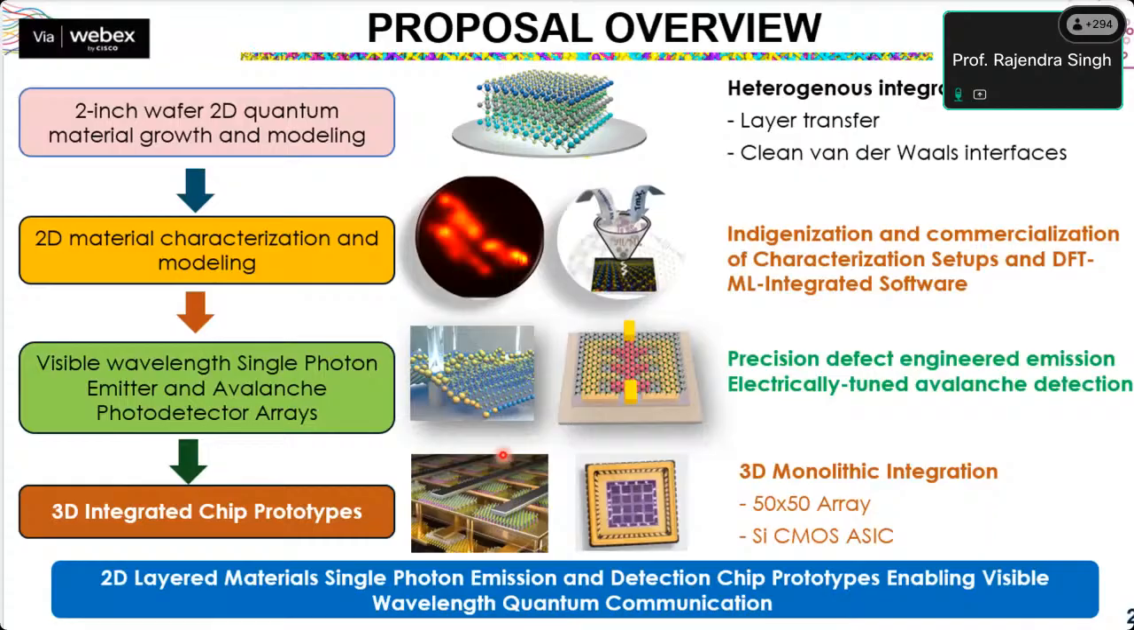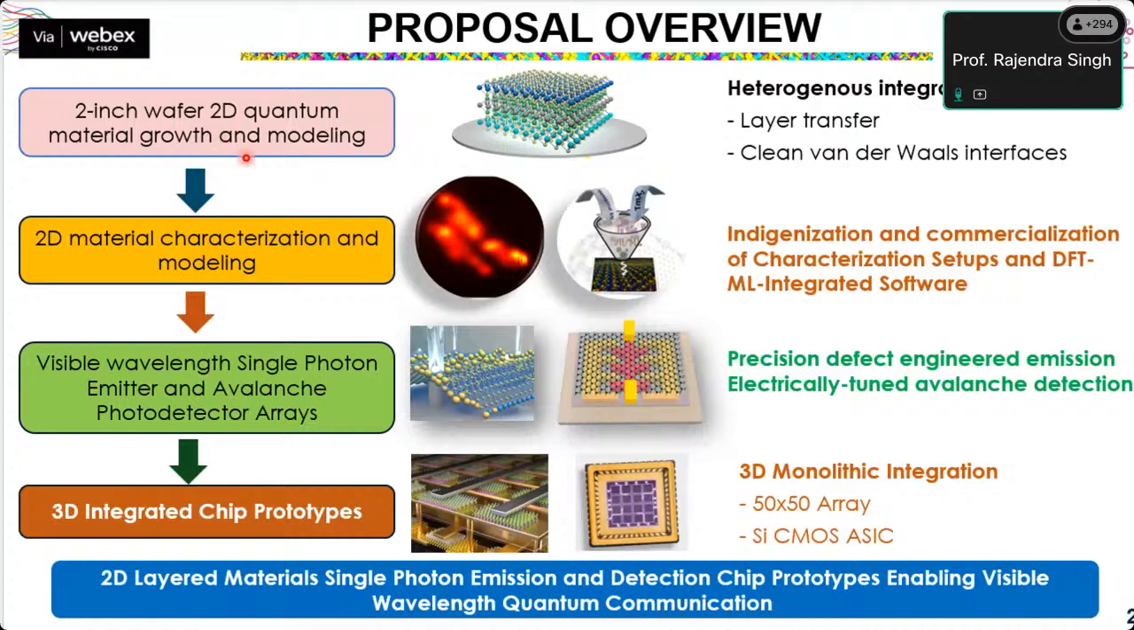So their aim is very specific. They want to develop visible wavelength single photon emitter and avalanche photodetectors. You see, our group is working on the material platform, which is 3-5 compound semiconductors. We are making single photon emitter and detector at telecom wavelength. So their material platform is 2D quantum material, and their device is single photon emitter and avalanche, but at, let's say, visible wavelength. Okay, so ours is telecom wavelength, theirs is at visible wavelength.